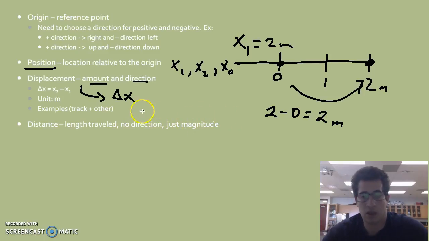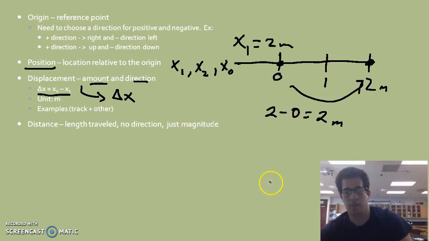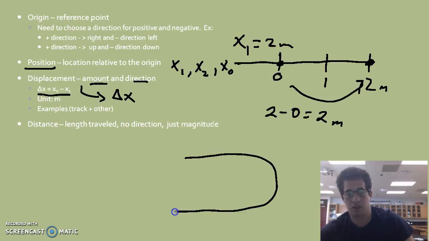There is a really significant thing here though, and this is something that can get really confusing if you don't understand what displacement means, because displacement is just simply defined as the change in position of an object. And to give you an example, let's say that this is a track.